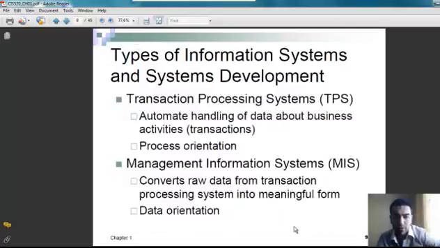Types of information systems and system development. Transaction processing system, TPS. TPS is automated handling of data about business activities. Process orientation. Management information system, MIS. MIS converts raw data from the transaction processing system into meaningful form. Data orientation.